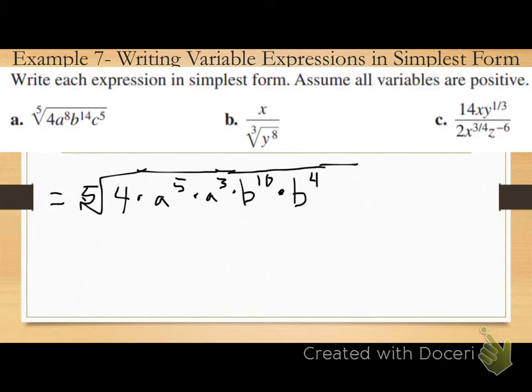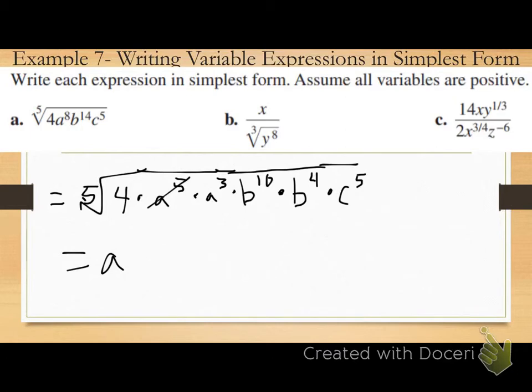Do I need to break c down anymore? No, because I can take the fifth root of c to the 5th. Any questions on how I've broken it down? Or are we good? Okay, so let's start pulling stuff out that I'm able to pull out. Can I take the fifth root of 4? No. What's the fifth root of a to the 5th? A, so I'm pulling an a out.